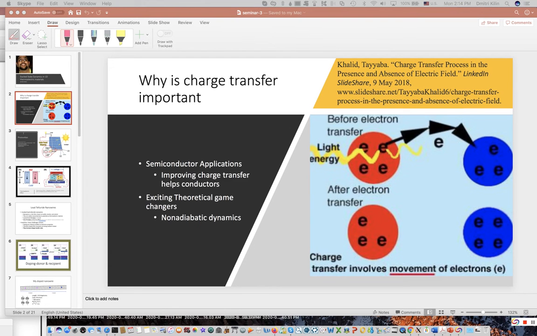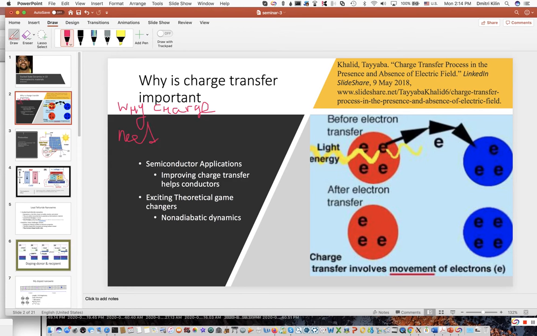Charge transfer is a very important phenomenon because it occurs in semiconductor applications, and semiconductors are used in everything. And also, it presents exciting developments in the theoretical aspect. For instance, non-adiabatic dynamics, which describes nucleus electron interactions, can explain charge transfer. So it's very important in that aspect as well.